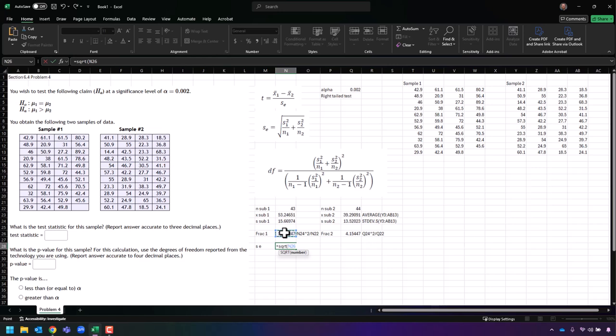I'll just let Excel do all the work here. Add this and this, close it, and I get my standard error. Now I have enough here to figure out the test statistic, so I think I'll do that. Our test stat here, again, we need the difference of the means. So x bar sub 1 minus x bar sub 2, divided by the standard error.